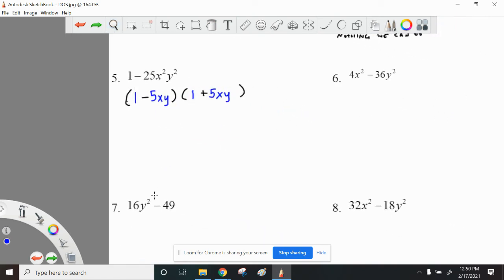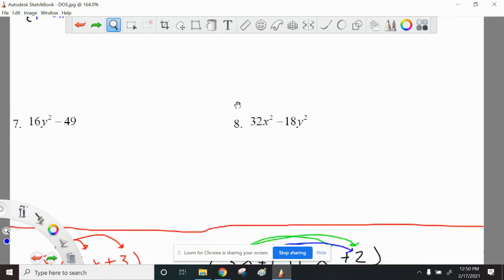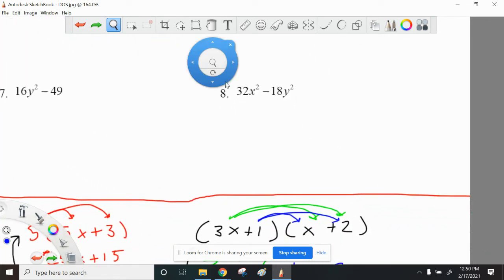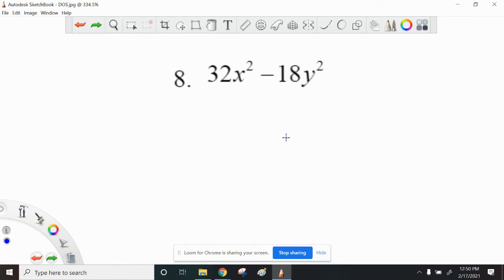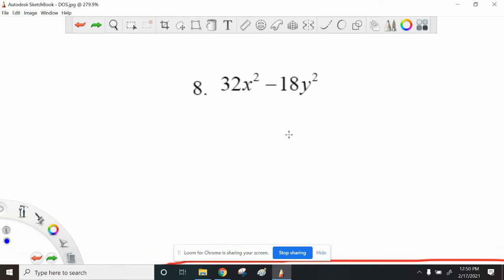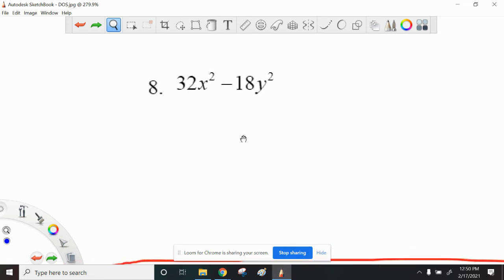Number 6, number 7, those are pretty straightforward. Normally, I would say you guys give this a chance, but since I'm doing the recording, let's just move straight to number 8, and let's finish up the notes here. So number 8 is 32x squared minus 18y, and we've got some problems. What's our problem, Hazel?